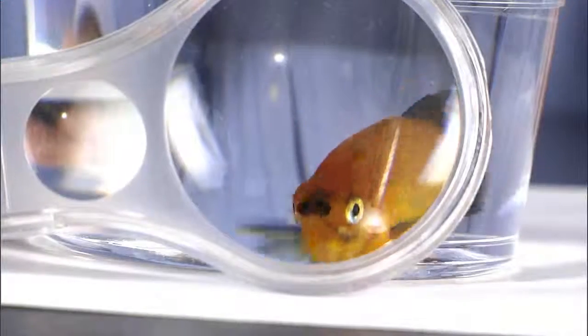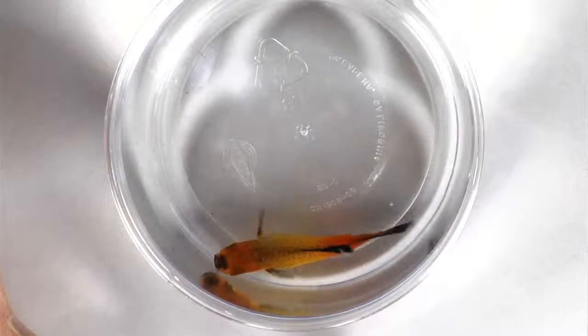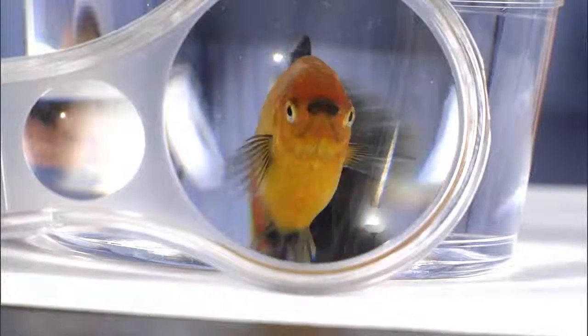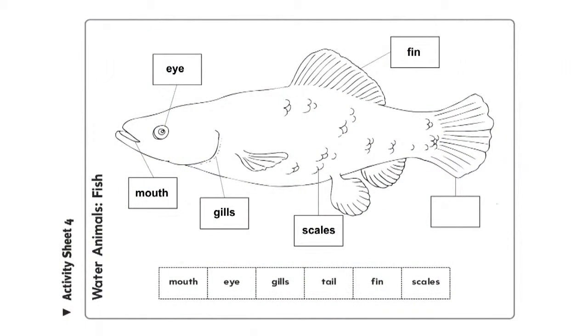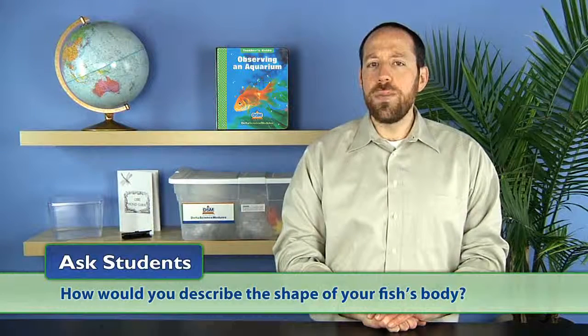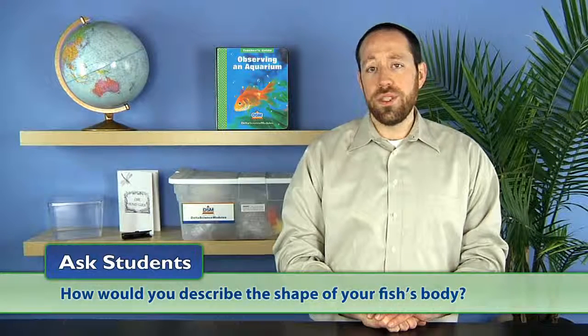Ask students to examine the platys with and without a magnifier. Have them locate the eyes, mouth, gills, fins, tail, and scales, and then have them cut out the labels and glue them in the appropriate places on the activity sheet. Ask students, how would you describe the shape of your fish's body? Students should note that the platy has a pointed head and a streamlined body.